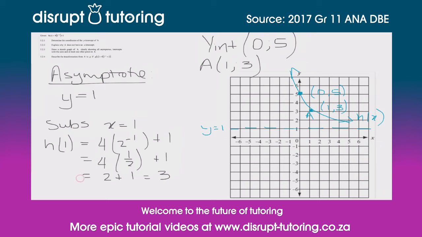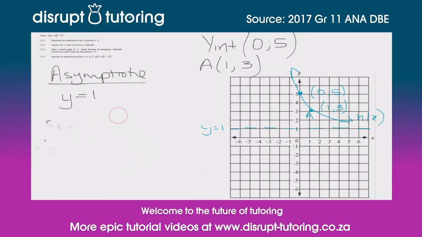Right, so let's move on to our very last question for this section. Hopefully you have a much better understanding of exponential functions now. All right, so I'm going to change my pen back. So in 5.2.4, they've asked us to describe the transformation from h to g if g of x equals 4 times 2 to the minus x plus 2.